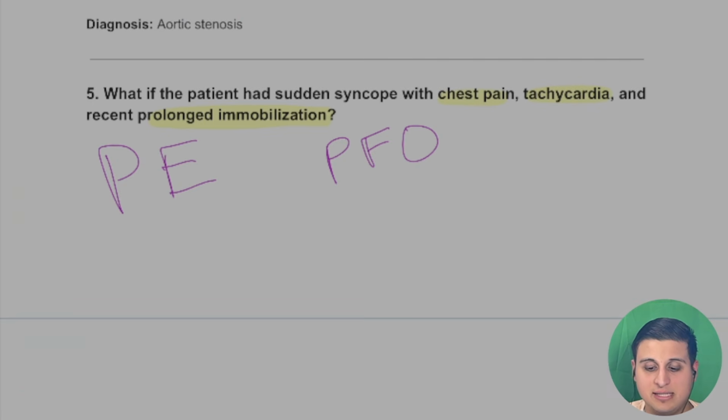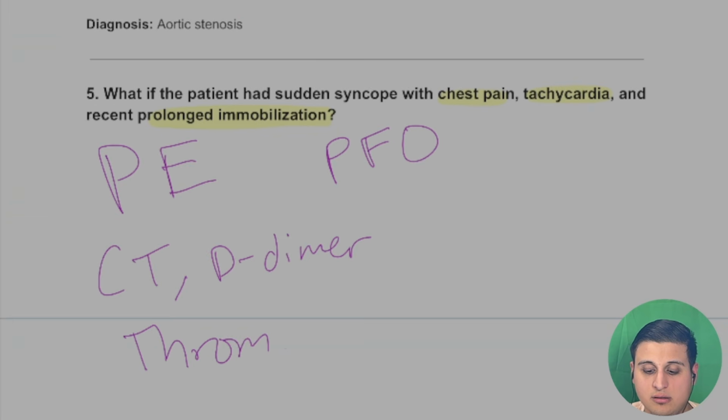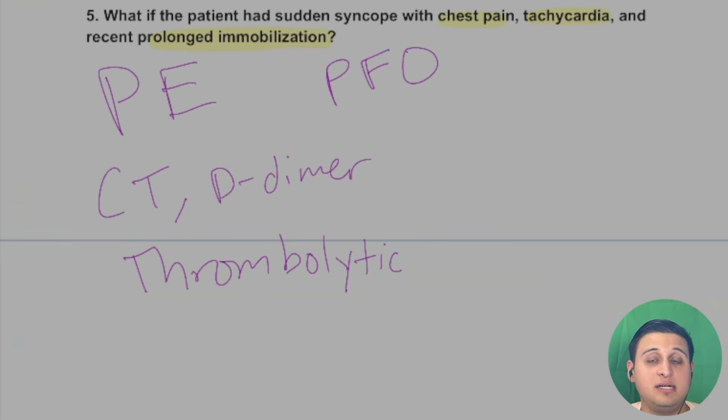All right. But in this case, we're going to want to treat the offending agent. Diagnosis, again, we did the Wells criteria earlier. So maybe a CT, D-dimer, depending on what we're looking for. Maybe we need a thrombolytic if it's a big clot. And in which case, if you're having syncope, it's likely a big clot in the lungs, or it's something that made it to the brain and is causing a stroke. We do need a thrombolytic, right?